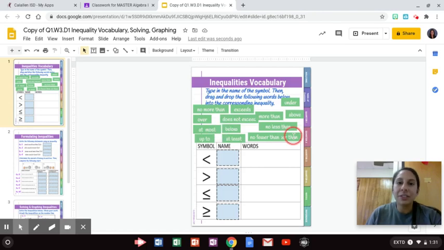Hey guys, today's August 31st, and we're going to be going over inequalities: how to formulate inequalities, how to solve inequalities, graph inequalities, pretty much everything with inequalities today. So the first symbol that we're going to look at is right here.